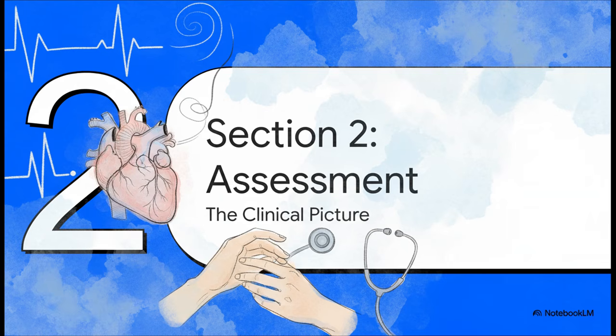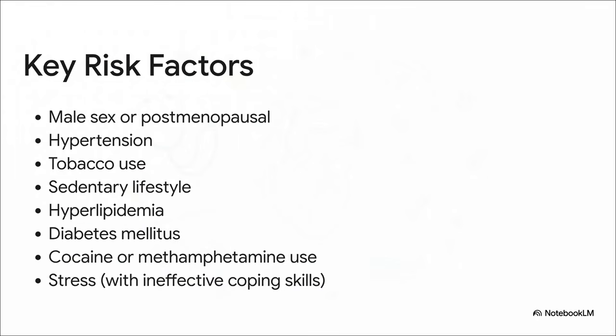All right, so we've got the basics. Now let's talk about what this looks like in a real person. How do we spot a patient who's at risk, and what are the clues we should be looking for at the bedside? You're going to notice a theme here. A lot of these are lifestyle factors that can be changed. And that's huge, because it means patient education is one of the most powerful tools we have as nurses. We can genuinely change outcomes by talking to our patients about diet, exercise, and quitting smoking.